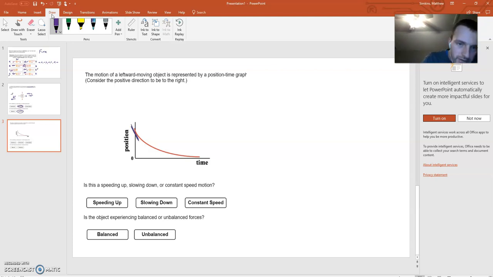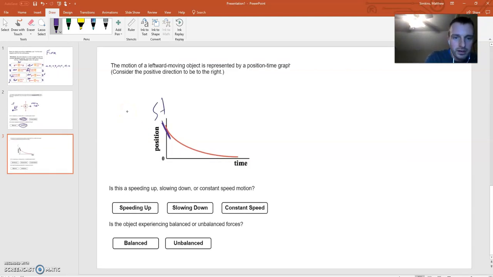Like right here, it's very steep, and it's negative, right? But then here, it's less steep. And remember that the steepness of a position-time graph's slope tells us about the speed, more particularly the velocity. But this shows that you're slowing down because you're getting less and less steep. So that's a slowing down.